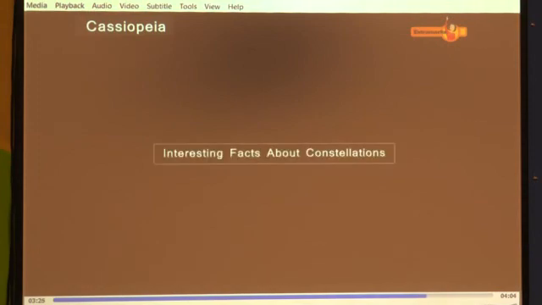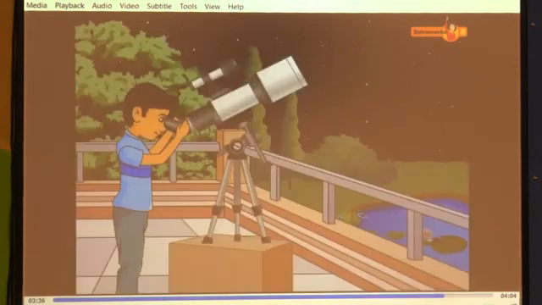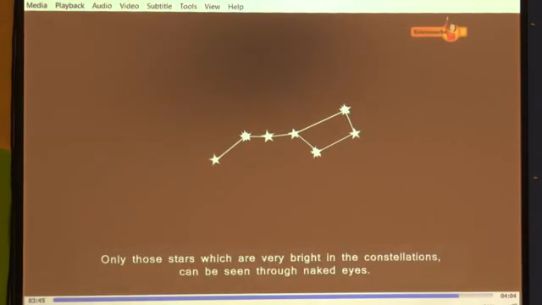Let us say some interesting facts about constellations. Don't think that each constellation consists of only a few stars. In fact, it consists of many, but only a few of them are visible to us because we can only see the stars that are very bright through our naked eyes.